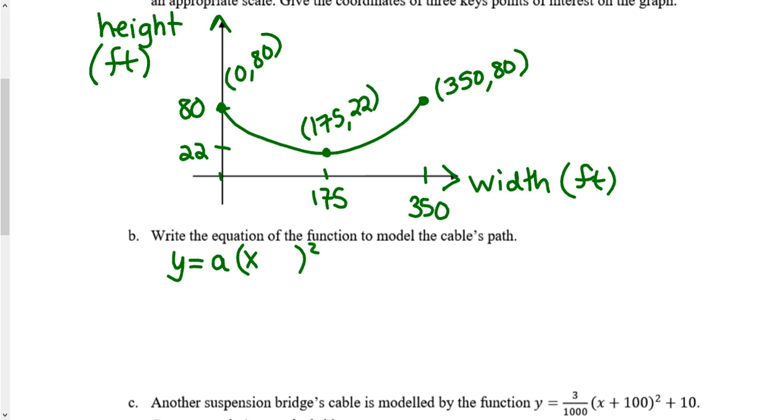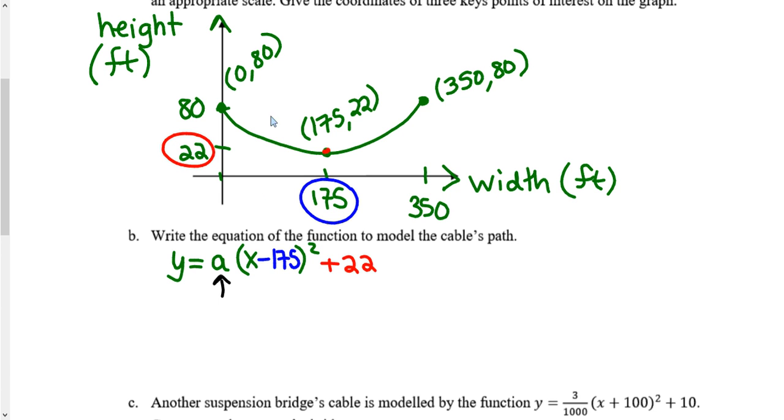My x, in order to move over here, I want to move to the right 175. So my x is going to be minus 175. And I also need to move at this point up 22 units to get to my vertex. So I'm going to have a plus 22 on the end to move me. The problem is I don't know what this a is right here. But I do know that I have some nice points on the graph.